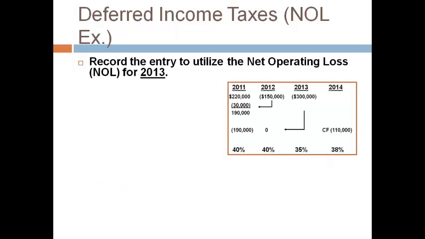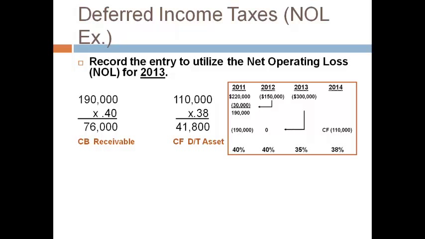Now let's assume the company has an NOL of $300,000 for 2013. The company can go back 2 years to 2011 and offset any remaining income. Amounts from 2012 were previously carried back. The remaining income was $190,000. This leaves $110,000 to carry forward.